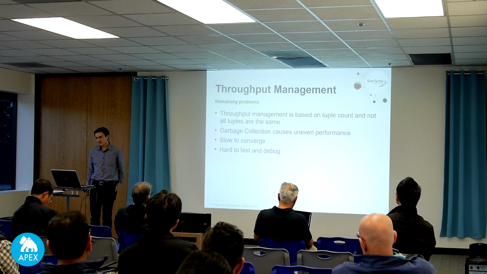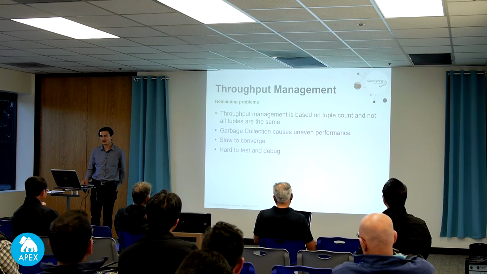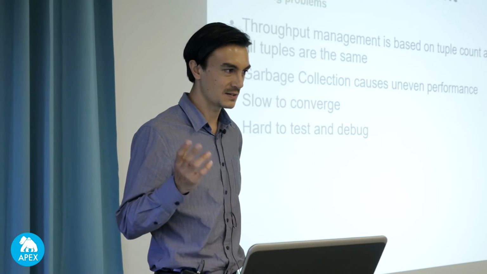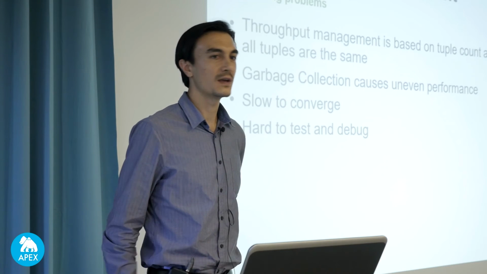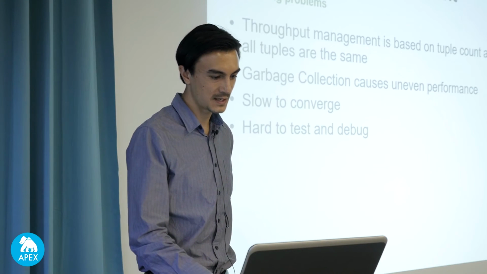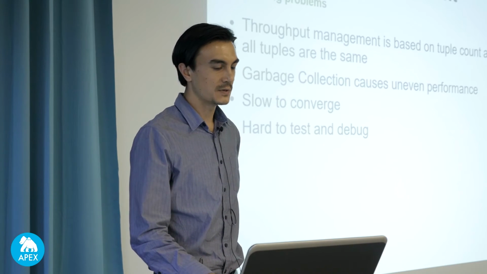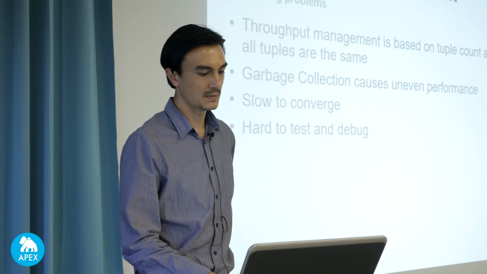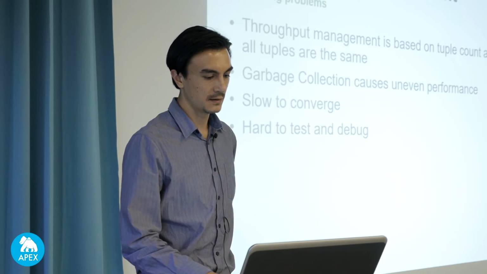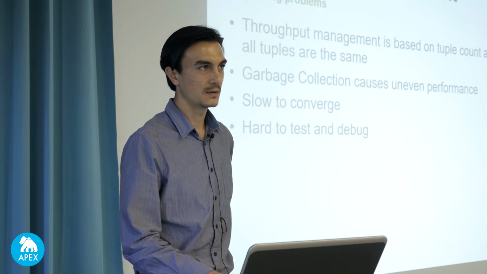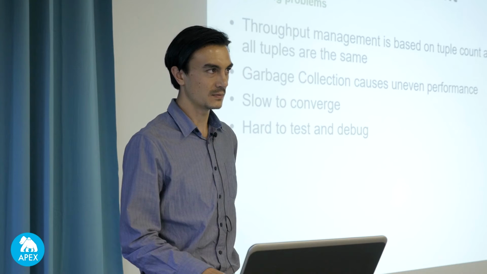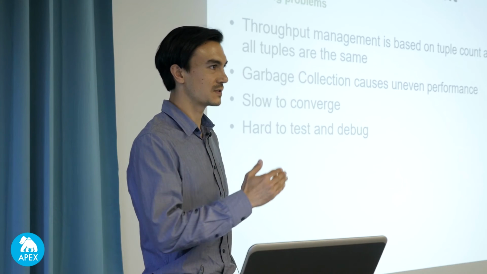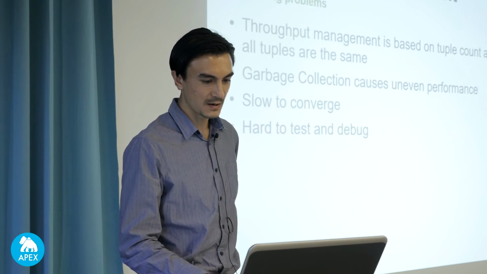Remaining problems: it's based on tuple count. Not all tuples are the same. Some are very large, some are small. So there's still some edge cases where you can end up in an out-of-memory failure state, although it's very rare. Garbage collection remains an issue that can cause uneven performance. It can be slow to converge, and testing and debugging these kinds of models, you have to have a large data set to begin with to get to the point where you can really push your system to the limit and then see what it can handle.